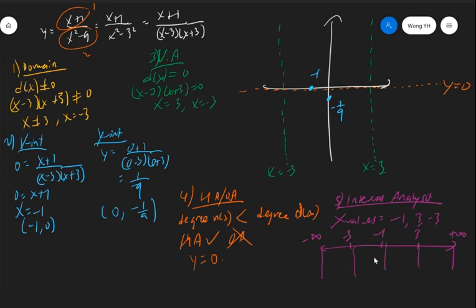We need to check the y value, whether it's plus or minus. So we have to pick a number within each interval. For the first interval, pick any number within this range, so I'll just pick minus 10. For the second one, you can pick minus 2. For the third one, you can pick 2. Here you can pick 10.